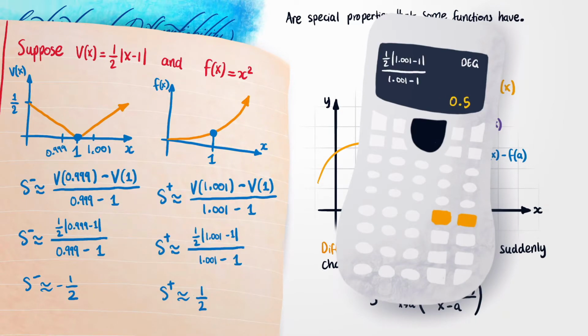So once we've completed all this, we notice that the limit on the left is minus 1/2, and the limit on the right is exactly 1/2. Since the limit on the left is not the same as the limit on the right, we can immediately conclude that this function is not differentiable.